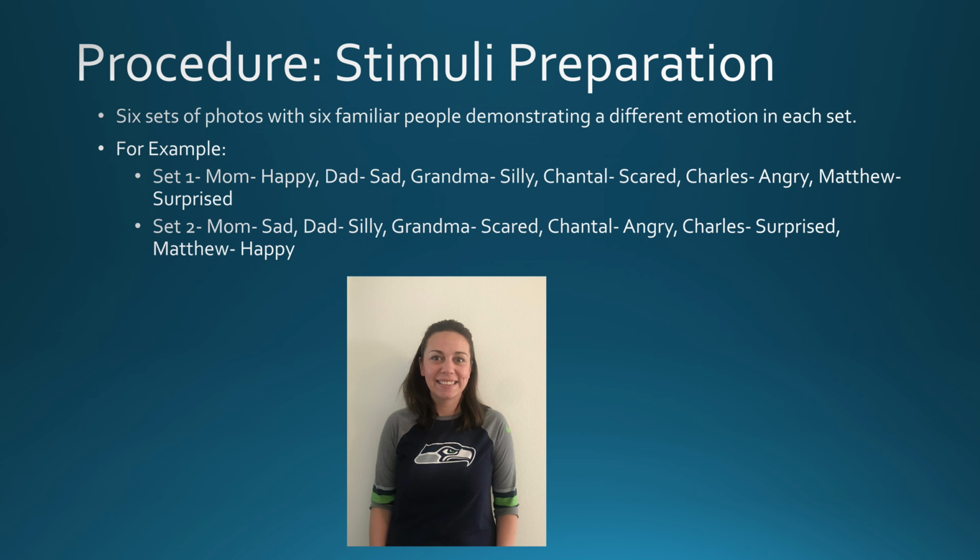So we took a multiple exemplar training approach to teaching receptive emotions. To prepare stimuli, we had 6 sets of photos made with 6 familiar people demonstrating a different emotion in each set. For example, if mom was happy in set 1, she would be sad, silly, scared, angry, surprised, and happy in each of the other sets, respectively. So that way the learner would have 6 potential sets to demonstrate generalization on, and our goal was for them to demonstrate generalization at set 2.